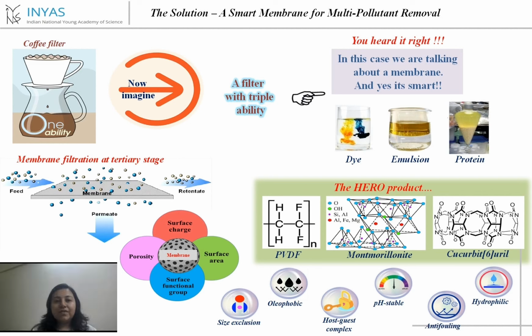Have you ever seen how a coffee filter works? It's filtering one thing at a time, right? But we need to filter more than one thing, that is, three things at one time. I know it sounds futuristic, but what my smart membrane is doing is that we are adding montmorillonite and cucurbituril into the PVDF polymer. It is three problems having one solution, basically.